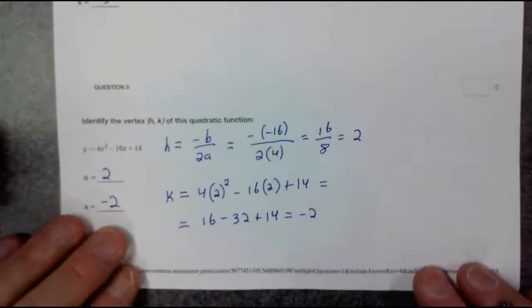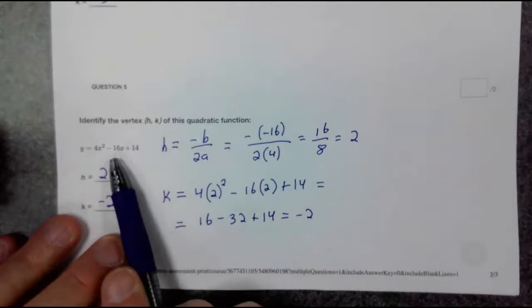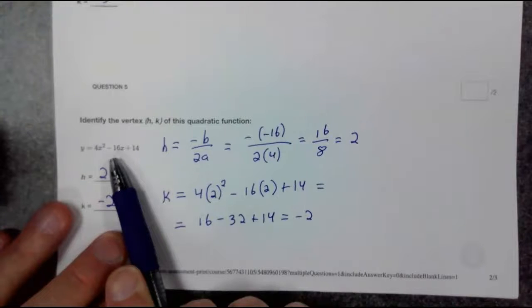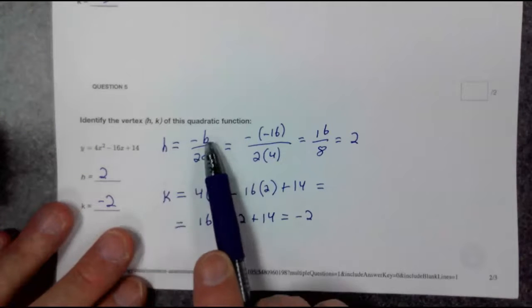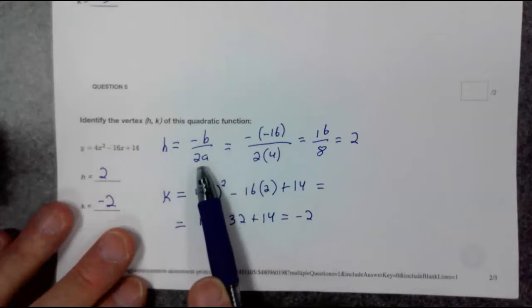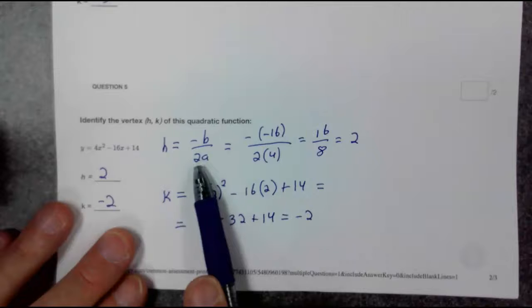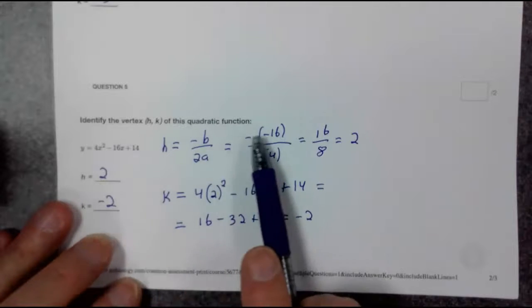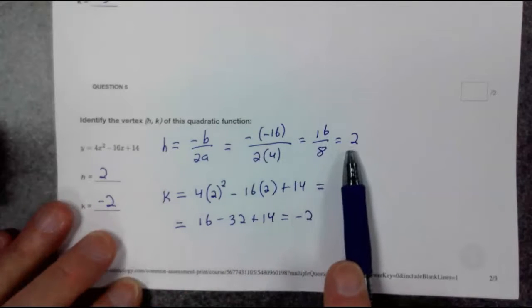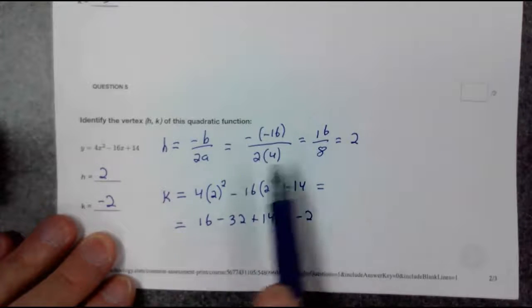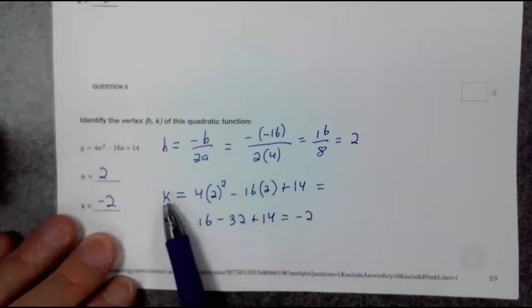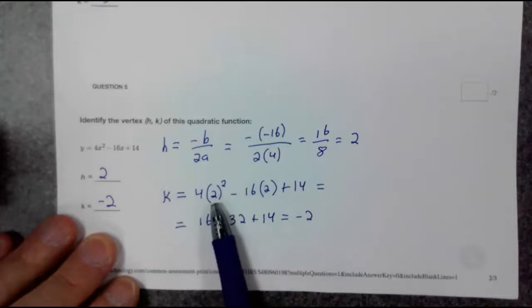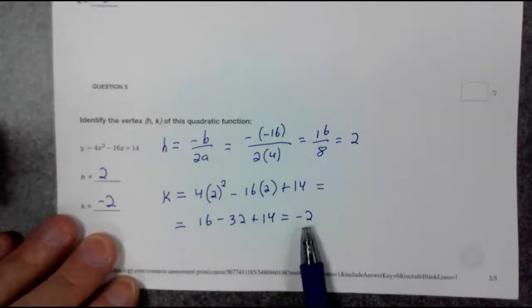All right, number 5, this is in standard form. You have to find the vertex. Well, guys, find h using that formula -b/2a. We talked about that quite a bit. That's the b and that's the a. So here's the formula. I got 2. All right, then take 2 and plug it right back in the original equation to find k. I just plug in 2 where x is and plug it back in. I got -2.